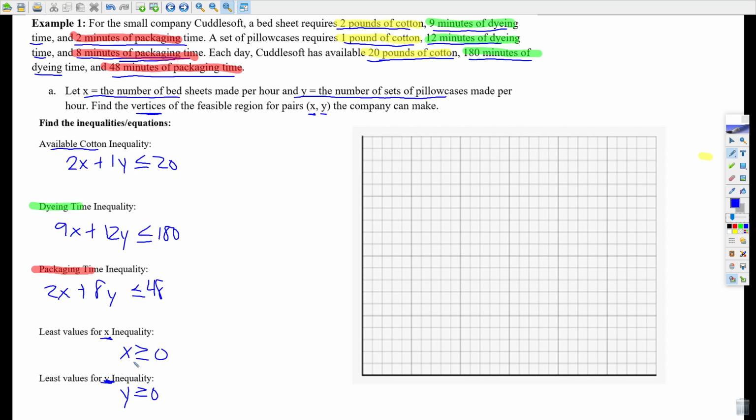So let me start with those two, and I'm going to highlight them on the graph here. Maybe I'll make it a little bigger. Okay. So least values of x: the bed sheets want to be bigger than or equal to 0, so I'm going to write that on here. This line here, straight up and down, we want it to be positive numbers. So this line here is x is greater than or equal to 0. Same thing with the pillowcases. It has to be bigger than or equal to 0, so that's highlighting this line here.